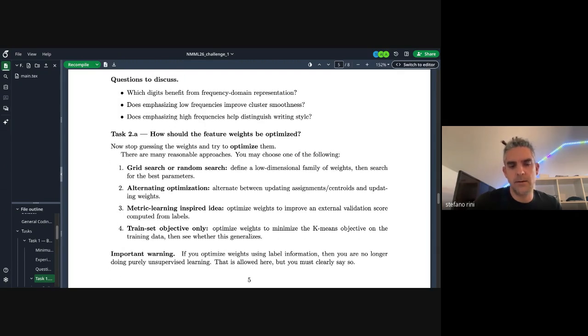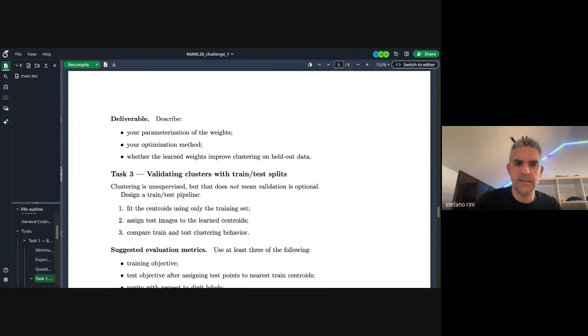How to optimize the weights? Just choose something. Of course, you can start with some random search. Then you can try to optimize in some other way. So this is also very nice.